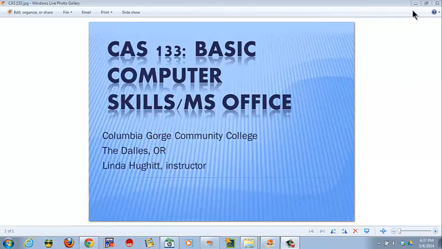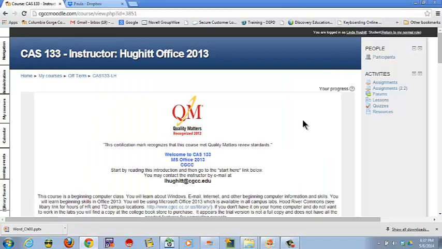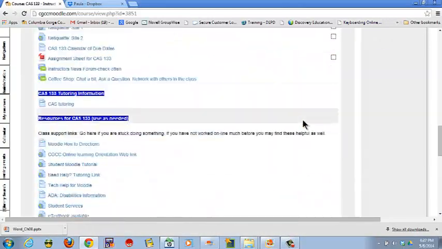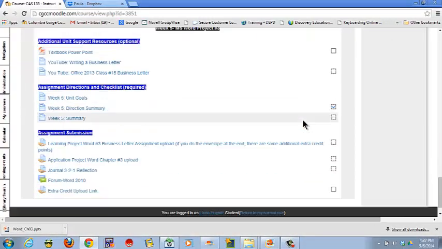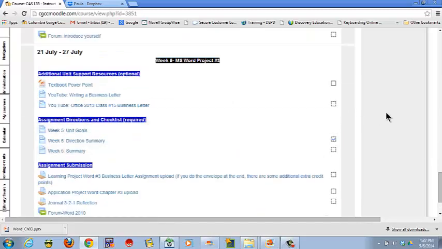Linda Hughitt, instructor. This week we're going to be looking at week 5 and what you need to do for your assignments during the 5th week of the term. Again, as you see, there's some materials here that you can look at. This one has to have the checkbox added. Those are materials that you can put checkboxes by if you use them.